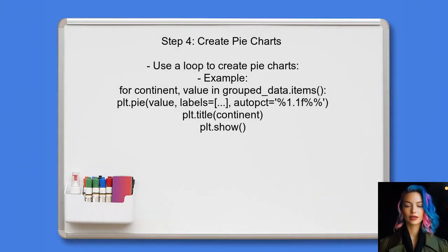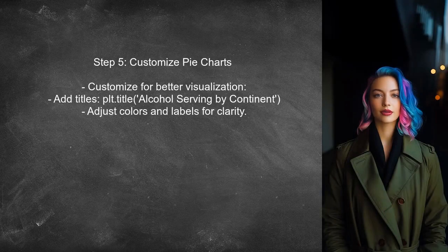After grouping the data, the user can create pie charts for each continent. This can be done using a loop to iterate through the grouped data and generate a pie chart for each one. Finally, the user should customize their pie charts for better visualization. This includes adding titles, adjusting colors, and ensuring the percentage labels are clear.